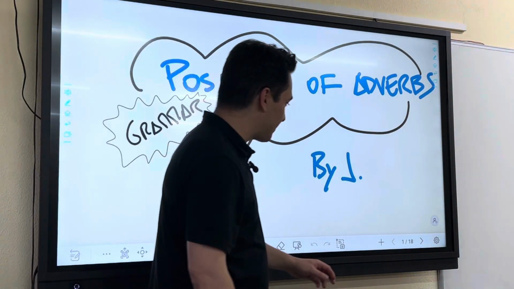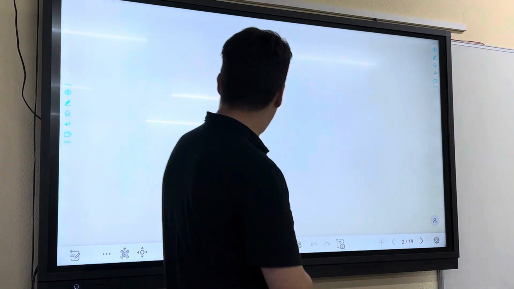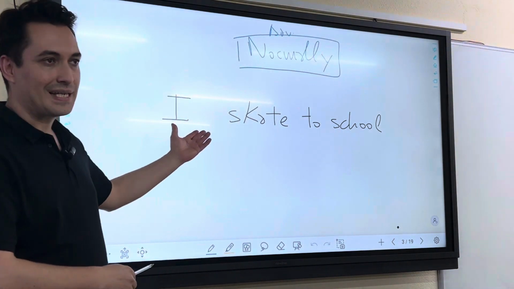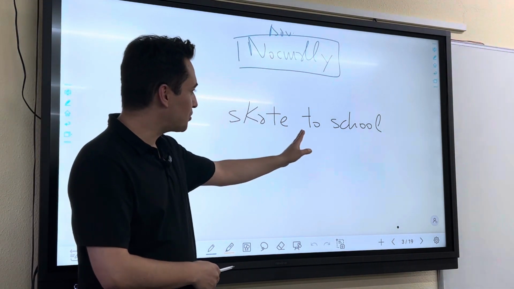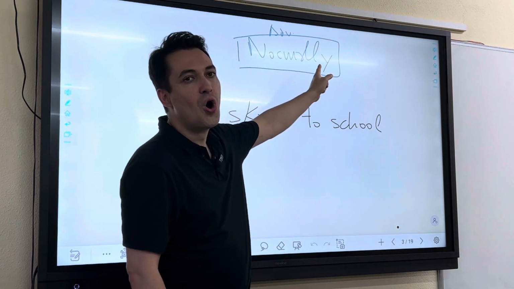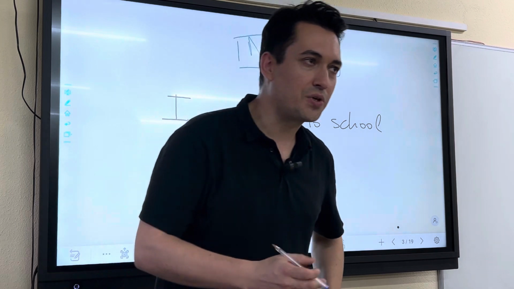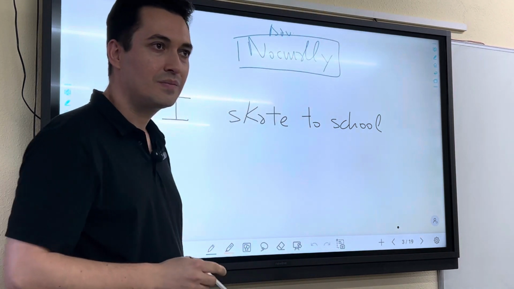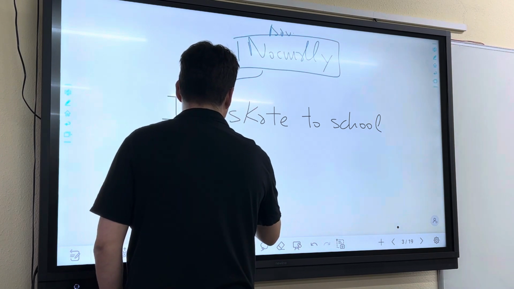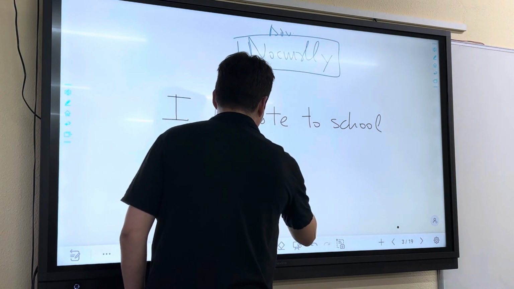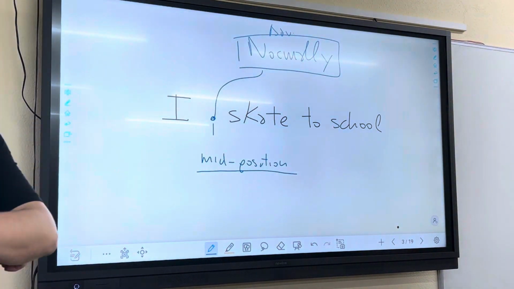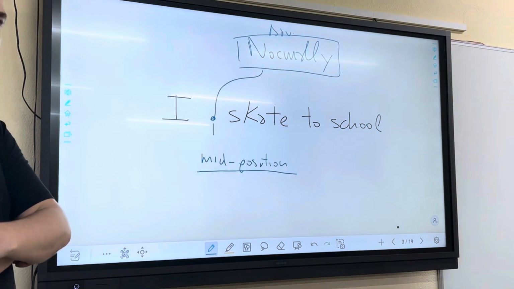Okay, so position of adverbs. Have a look, guys. Help me out. Have a look at this sentence. I skate to school. That's my scooter skate. Here we have an adverb: normally. What is the natural position of normally in this sentence? I normally skate to school. This is what we call the mid position, the mid position of an adverb. Can you place it somewhere else in the sentence?